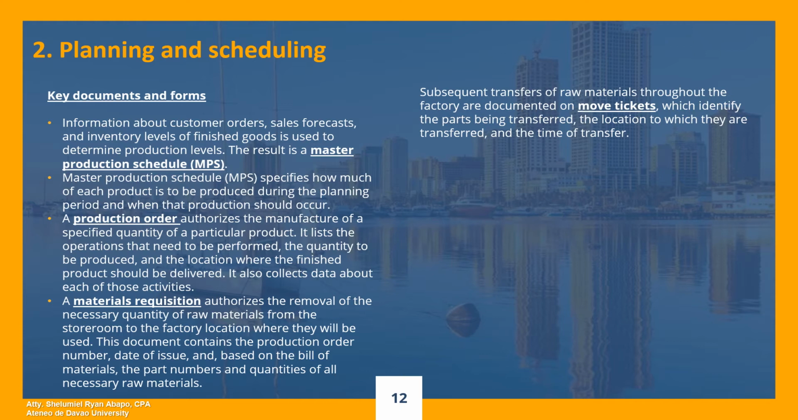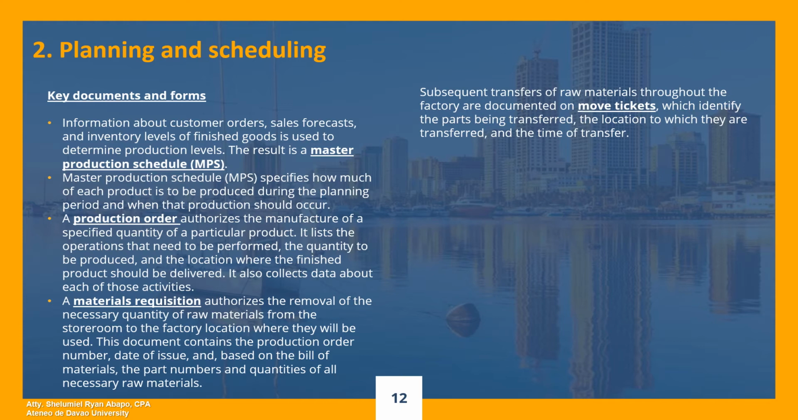Now, the materials requisition, on the other hand, authorizes the removal of raw materials from the storeroom, say the warehouse, and the delivery of the same to the factory location where they will be used. This document contains the production order number, the date of issue, and, based on the bill of materials, the part numbers and quantities of all necessary raw materials. Subsequent transfers of raw materials throughout the factory are documented using what we call move tickets. Okay? These move tickets identify the parts that are being transferred, the location to which they are transferred, and the time of the transfer.